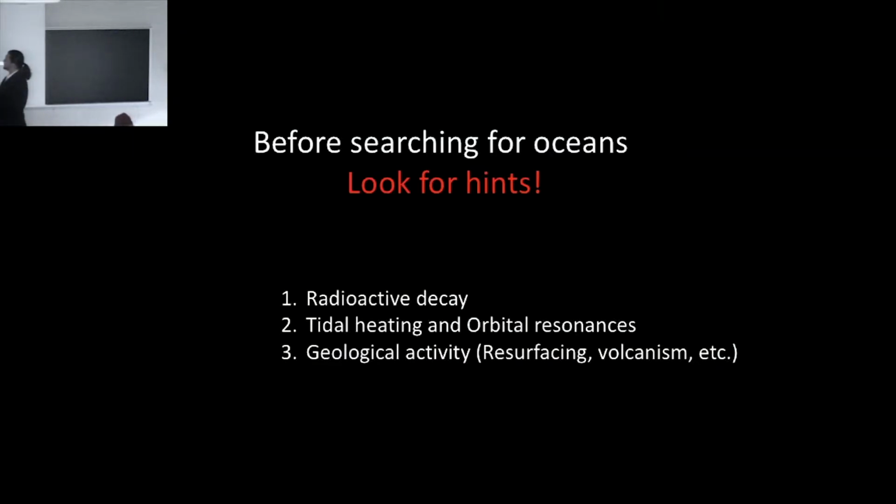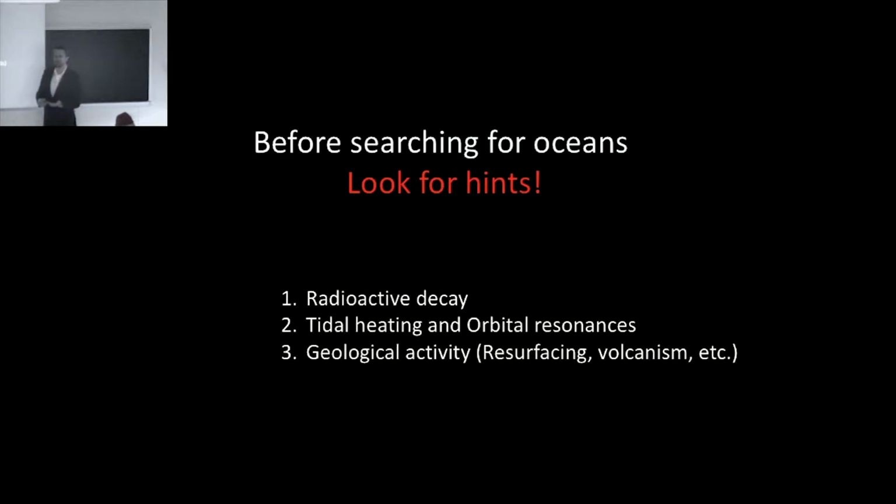So before looking for oceans all over the solar system, we need to look for hints, right? So we don't just go and look randomly all over the system. There are three different hints you should look for. First of all, in order to form an ocean inside an icy satellite, you need to melt the ice, which means that you need a heating source.